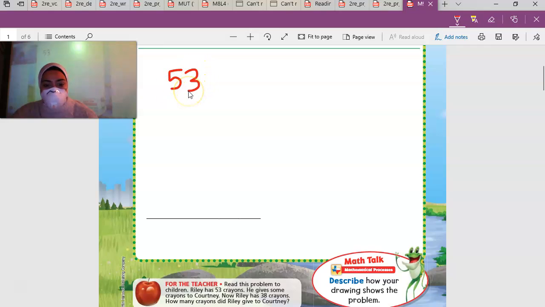53. He gives some crowns to Courtney. He's giving, that's taking away, some. Do we know how much he's taking away? No, so put an empty box there because we don't know. He gives some crowns to Courtney. Now Riley has how many crowns? 38. So whenever you see the word some, he gives some, she takes some, put an empty box in that space. That's how you're going to solve the equation.